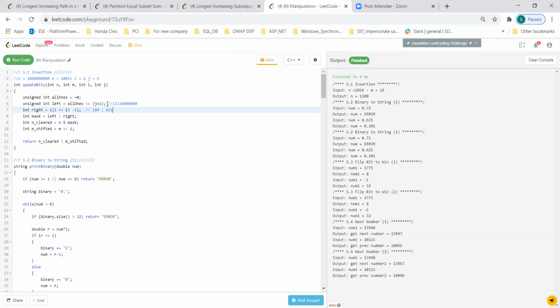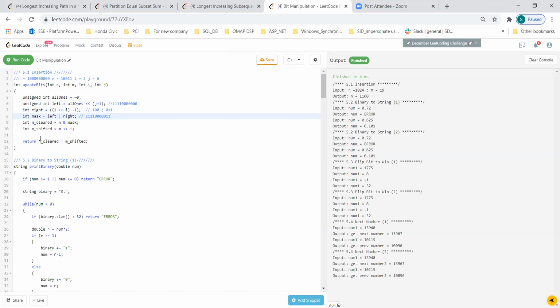Now if we OR both of these masks, which are the left and right, what we will get is something like 1 1 1 1 for that number, and then 1 2 3, 4, 5, and 1, 1. So we'll be able to form a mask.